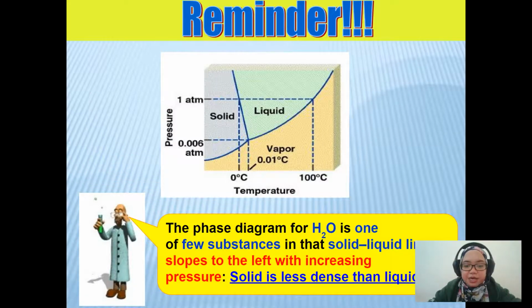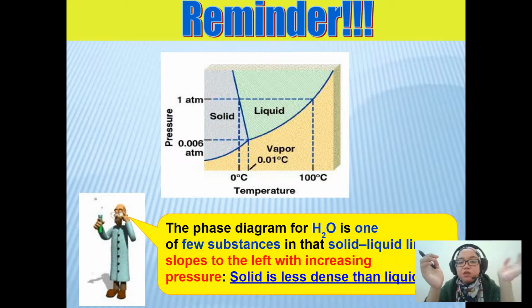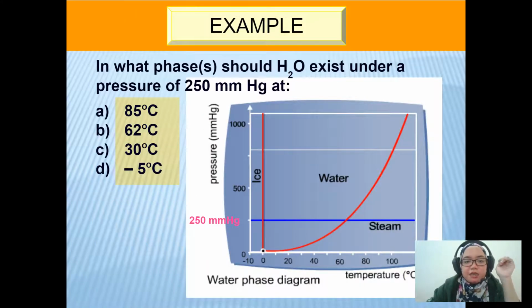Okay. So, reminder, the phase diagram of H2O is one of few substances in that the solid-liquid line slopes to the left with increasing pressure. Not many. Water is one that has an anomalous case. It is one of the substances whose solid-liquid equilibrium line slopes to the left. Okay, it has a negative slope. It means it prefers formation of liquid. Normally, the solid-liquid equilibrium line will slope to the right, positive slope, which means it favors the formation of solid. So, that's it, okay? Alright.